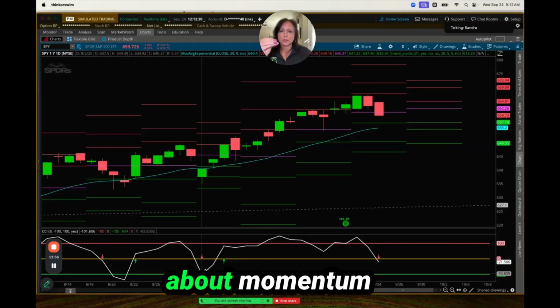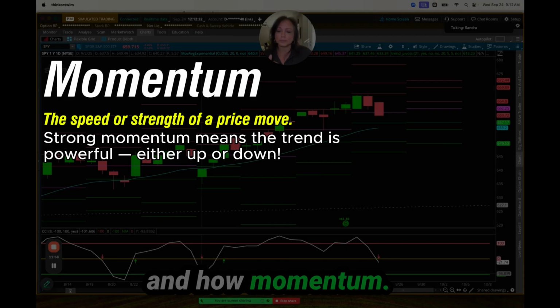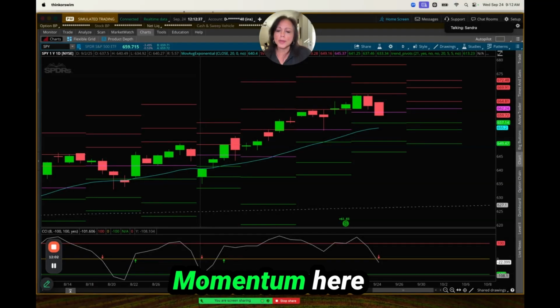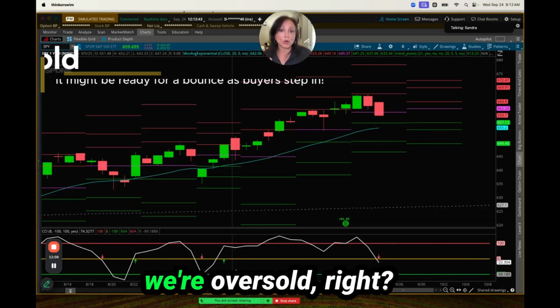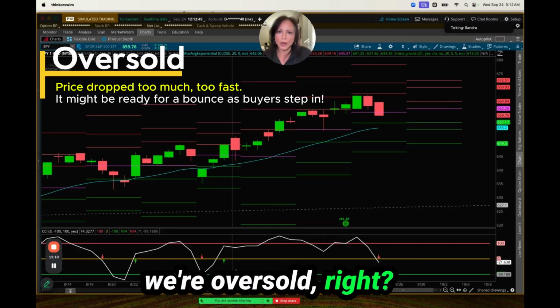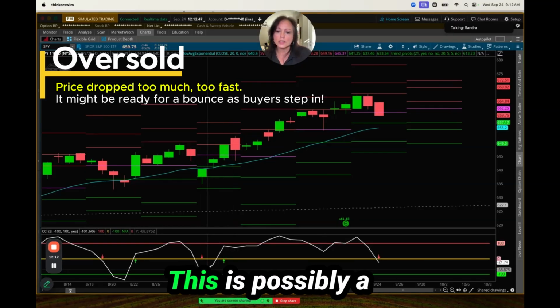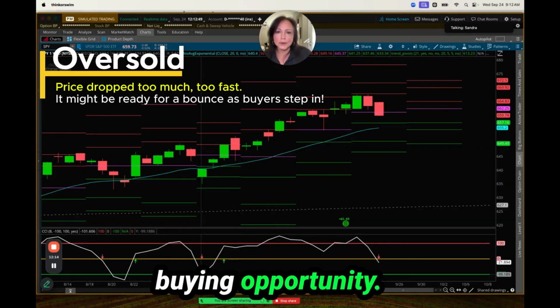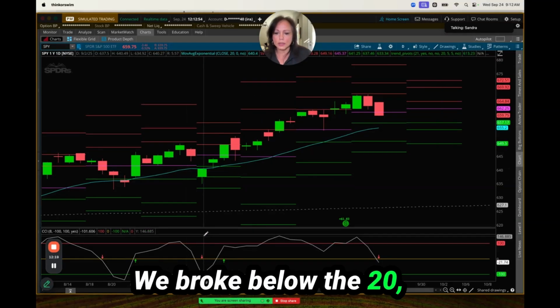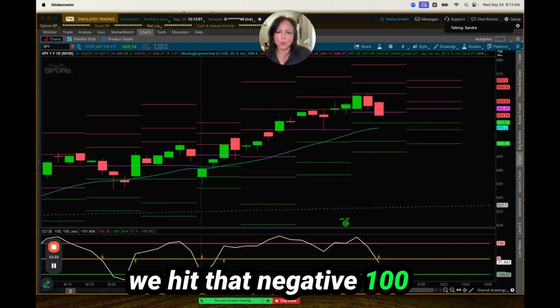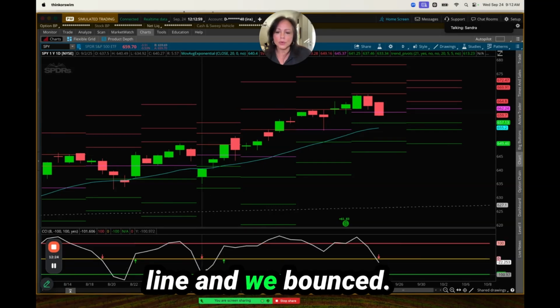So now let's talk about momentum and how momentum can show you where price is going. Momentum here, I made mine. You can customize yours. I made mine green down here. It's letting you know that we're oversold, right? We're oversold. This is possibly a buying opportunity. What happened here with price? We broke below the 20. We hit that negative 100 line and we bounced.